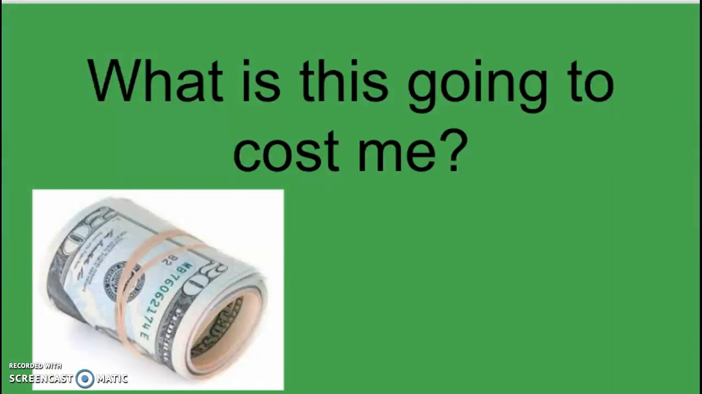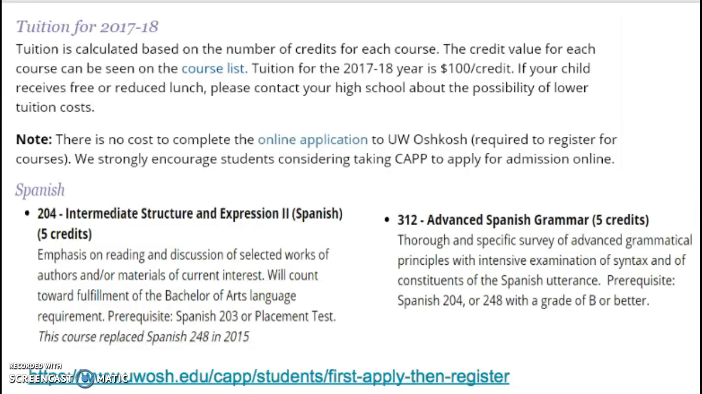What is this going to cost students? Tuition for the 2018-19 school year is the same as what you see on the screen. It's $100 per credit. Spanish 204 is a 5-credit course, so the total cost is $500. After students apply after July 31st, they'll register online. I'll show you those steps later. But they do have, I believe, until October 11th to pay the tuition.